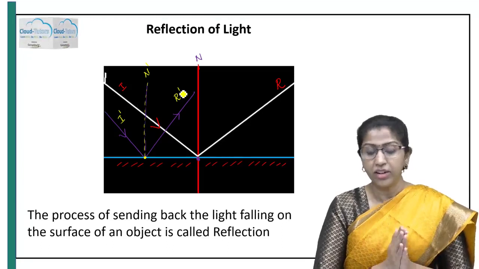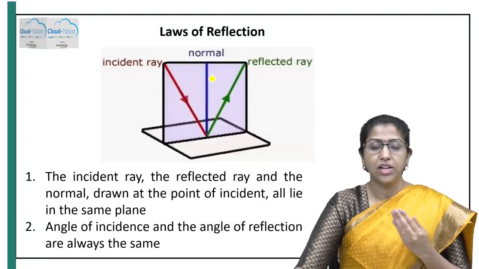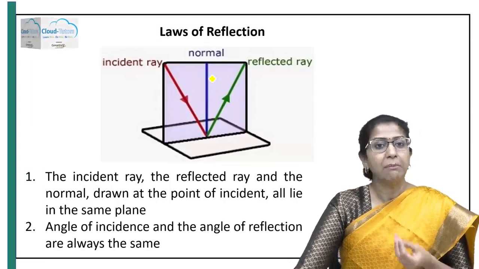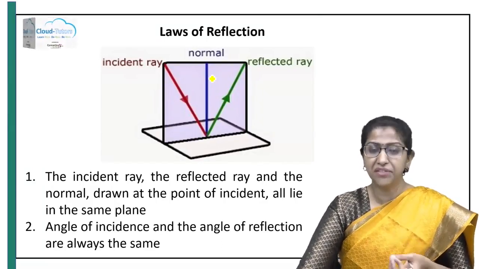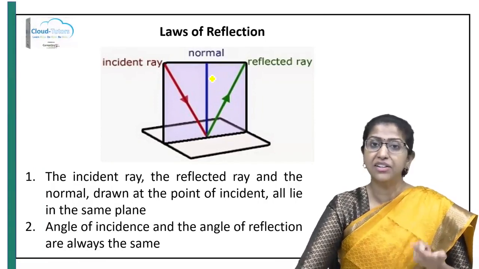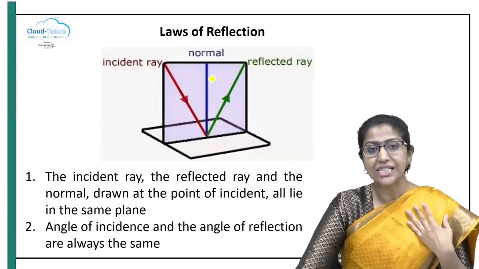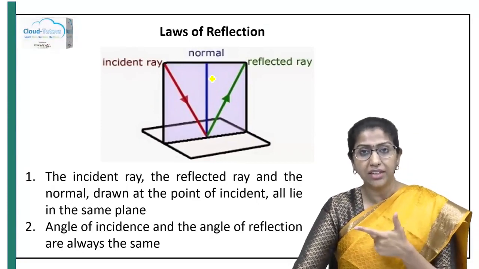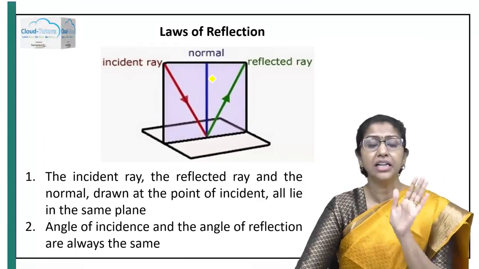Please remember that. Alright, with this basic knowledge of reflection, let's move on to laws of reflection. You have been studying laws of reflection for a very long time. I'm sure all of you know it by heart, but let's just brush through it very quickly. What is the first law of reflection? The first law of reflection states that the incident ray, the reflected ray and the normal drawn at the point of incidence all lie in the same plane. All these three things, the two rays and the normal, always lie in the same vertical plane.